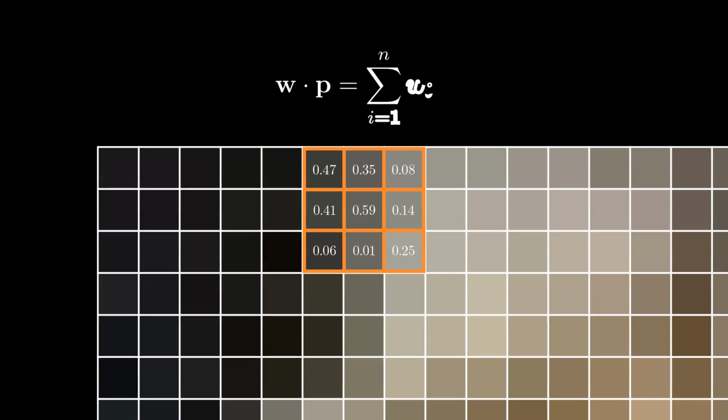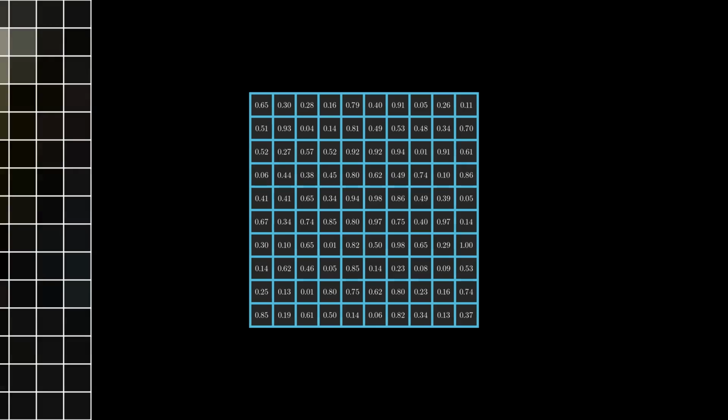The weights in these filters are learned during training. As the filter slides or convolves over the image, it computes a dot product between the filter and the patch of pixels it's looking at. This produces a feature map, a new grid showing where that feature appears in the image.